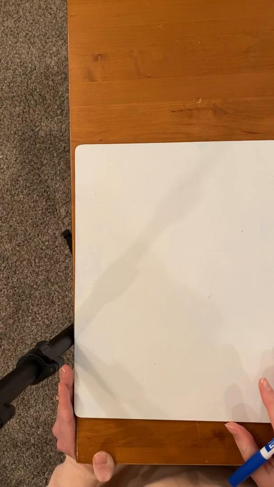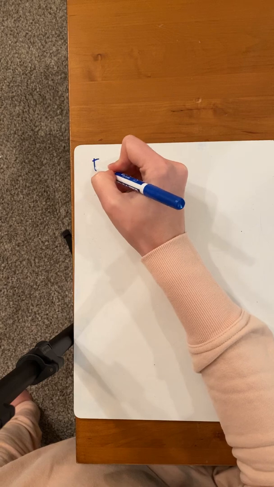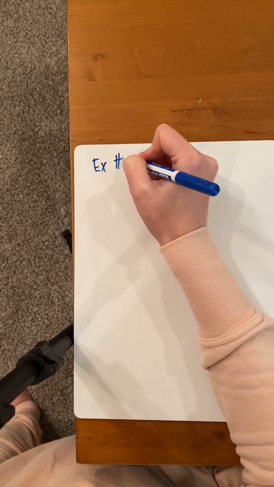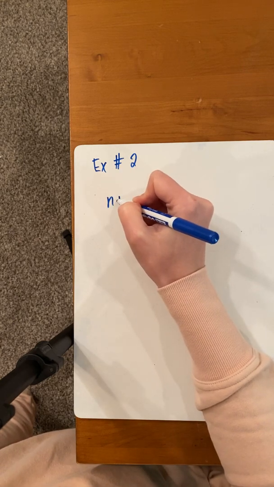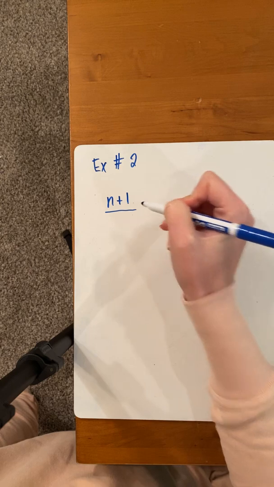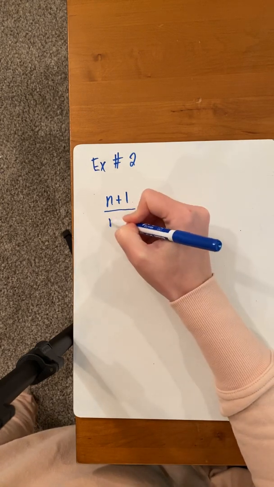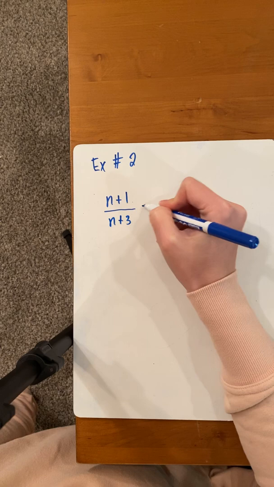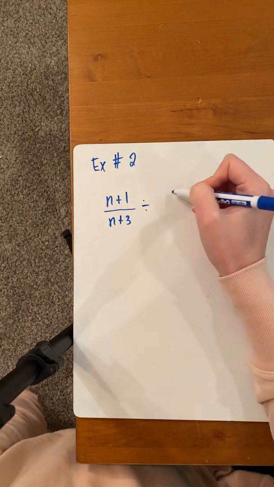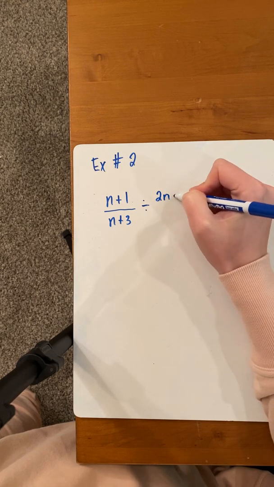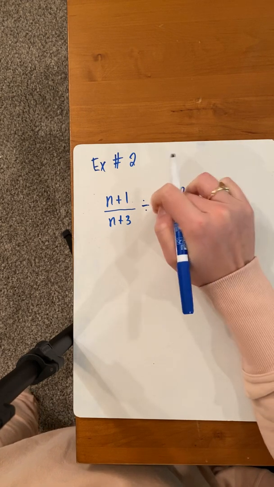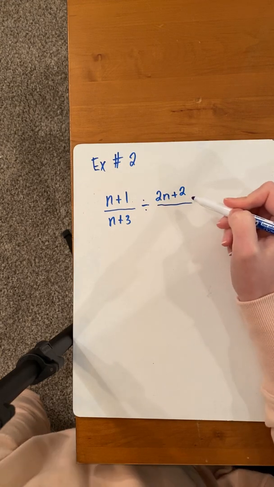Let's look at example number 2. Express expressions involving binomials, third time's the charm. So we have example 2, and we have the expression n plus 1 over n plus 3 being divided by 2n plus 2 over n plus 4. And right away you should see you have a GCF of 2 that you can pull out of the 2n plus 2.